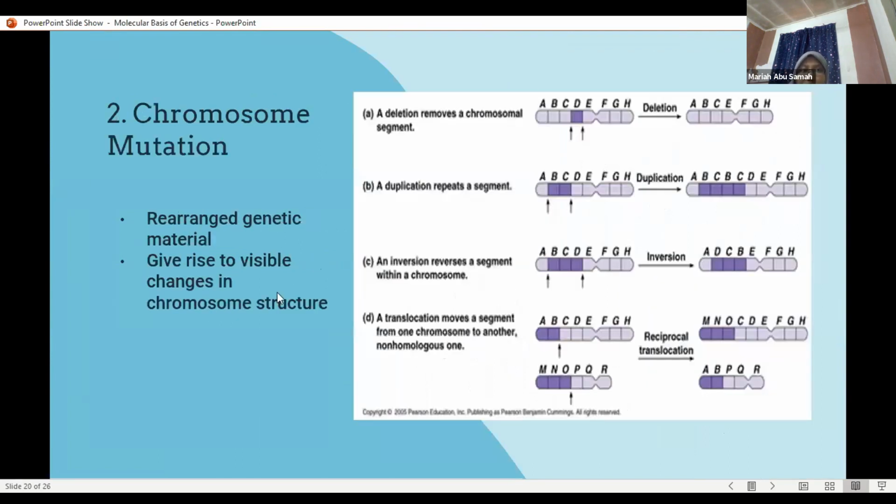In chromosome mutation, there is rearranged genetic material. It will give rise to visible changes in chromosome structure. There are 4 types of chromosome mutation: deletion, duplication, inversion, and translocation. Deletion removes a chromosomal segment. Duplication repeats a segment. Inversion reverses a segment within a chromosome. Inversion must be in the same chromosome, but it can happen in the same arm, like in this picture, or between different arms. Translocation moves a segment from one chromosome to another, different chromosome.